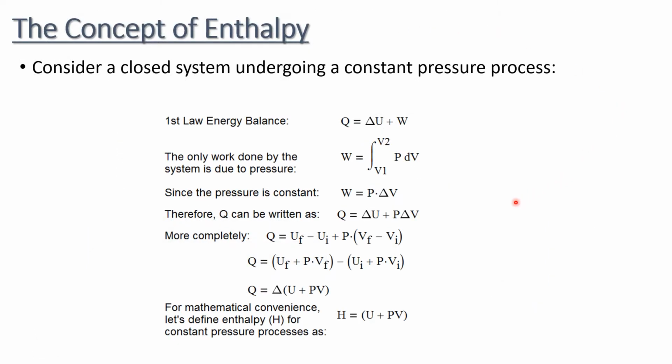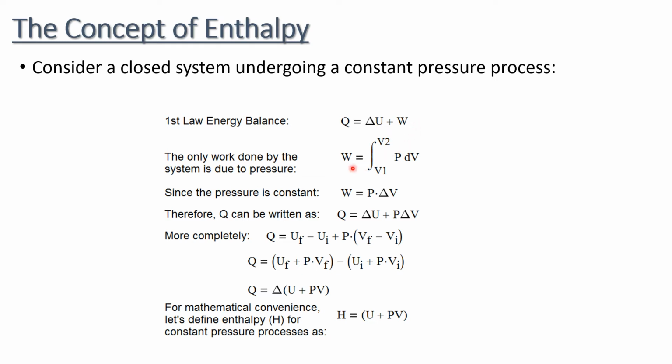Let's digress from our problem here and have a couple of short lessons which we're going to need to solve this problem. Let's introduce the concept of enthalpy, and we'll do so by considering a closed system undergoing a constant pressure process, which is exactly what we're dealing with in this problem. So if we were to write a first law energy balance, ignoring kinetic and potential energy effects, we would have that Q is delta U plus W.